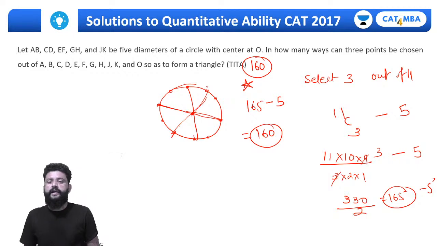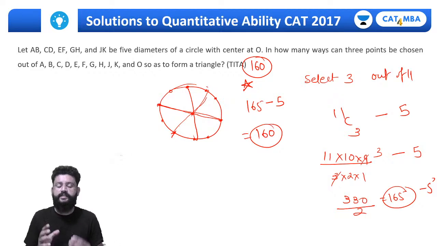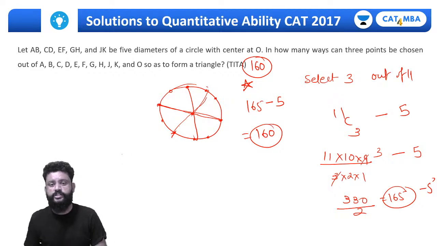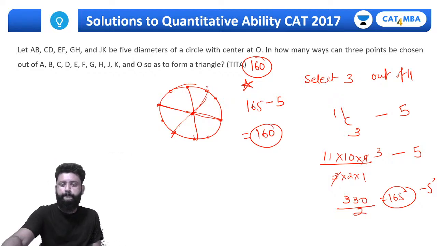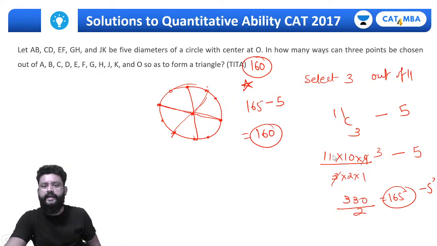So guys, in quantitative ability you need to pick such questions, save on your time and get the questions correct. This type of question should definitely be correct. Let's move to the next one.